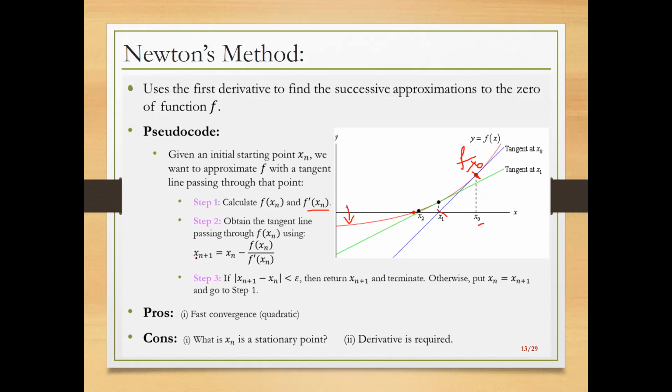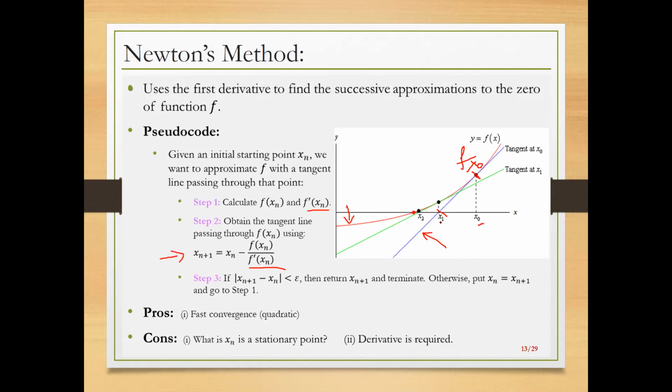The point at which it intercepts the x-axis is given by this function, and that is a change in y divided by change in x. The change in y is basically the functional value, and the change in x is the derivative, that's the slope, right? So we know this would be the equation of this blue line. Then you find this new point x1.